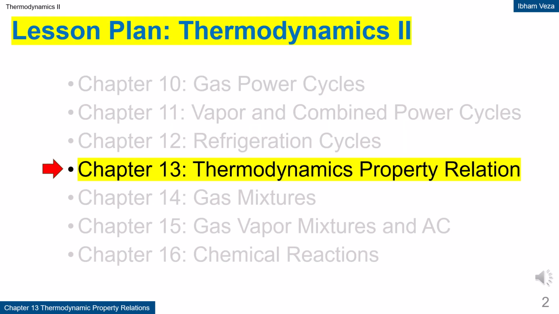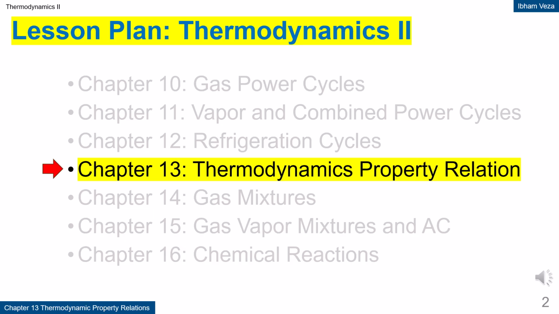Lesson plan. Position of this chapter. This chapter comes after power cycles and refrigeration cycles and serves as a bridge to more advanced topics such as gas mixtures and chemical reactions. The material does not stand alone, but strengthens the understanding of energy, work, and heat concepts.